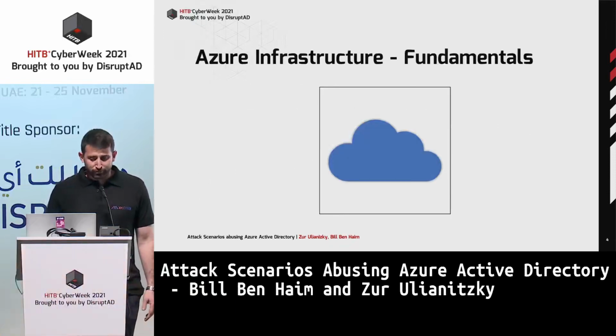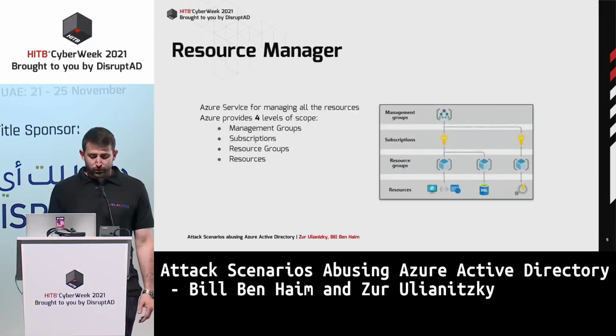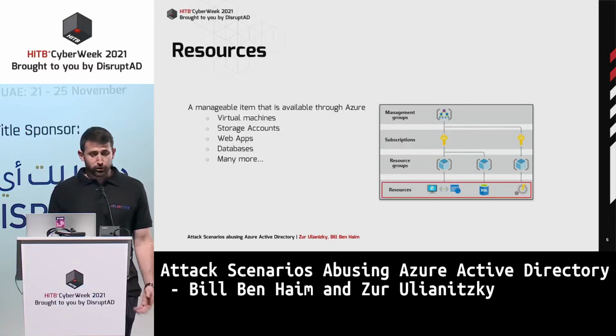So let's begin. As everyone probably knows, Azure provides many infrastructure services. Let's better understand them. The Resource Manager is the service that manages all the resources within the Azure environment. And actually, the Resource Manager provides 4 different levels of scopes. Let's better understand them. The first scope is called the resources scope. And probably, as the name suggests, it represents a resource that has been created within the environment itself. We have many types of resources. We have virtual machines, storage accounts, databases, and many more.